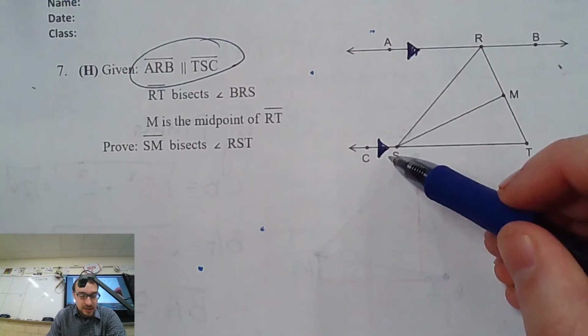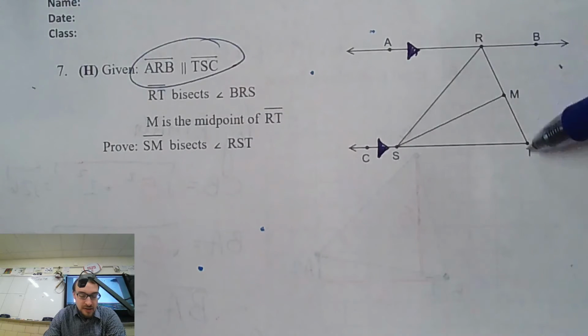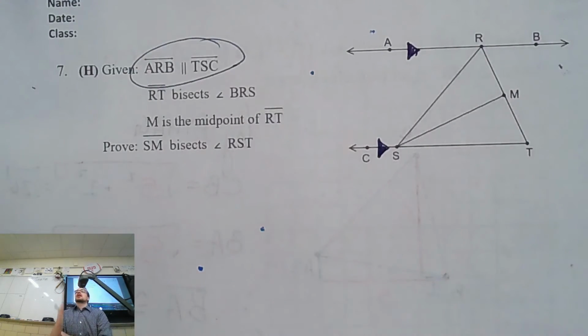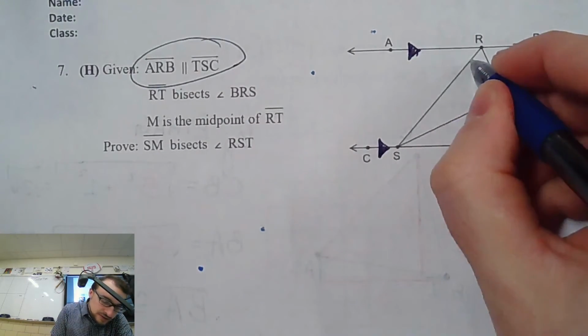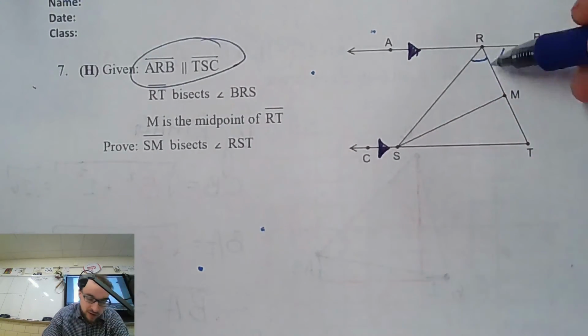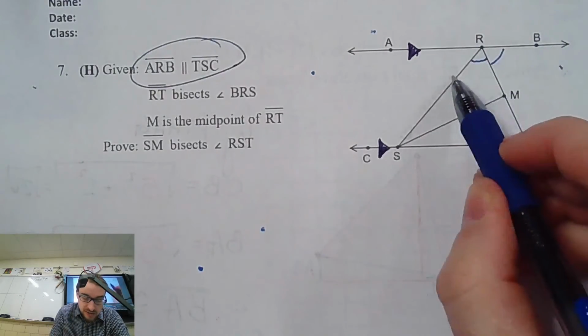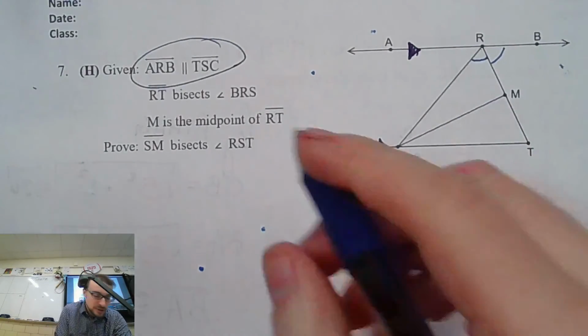BRS. And it's saying RT is bisecting. Remember, bisect means to cut into two equal pieces, right? Bisect. Sect means cut, like sector, cut rock, right? And then bi means two, right? So we have two equal pieces here, is what it's saying. So that means this must be the same as that, because RT is cutting this big angle in half. Is everybody cool with that idea?